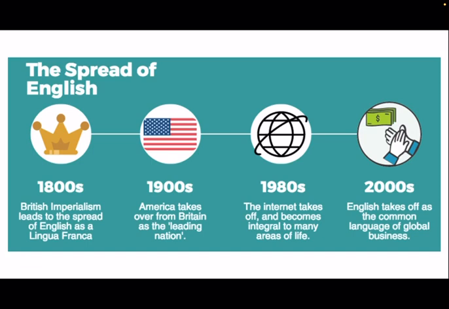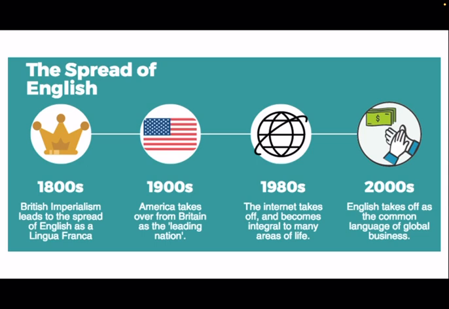Alright, so these are some of the factors that have led to the globalization of English. In the 1800s, British imperialism leads to the spread of English as a lingua franca. Basically, this means that Britain was going around invading a whole lot of different countries that didn't have any exposure to English and forcing English upon them. If we look at Australia as an example, no one spoke English in Australia before colonisation, and now it's the most widespread language in Australia.